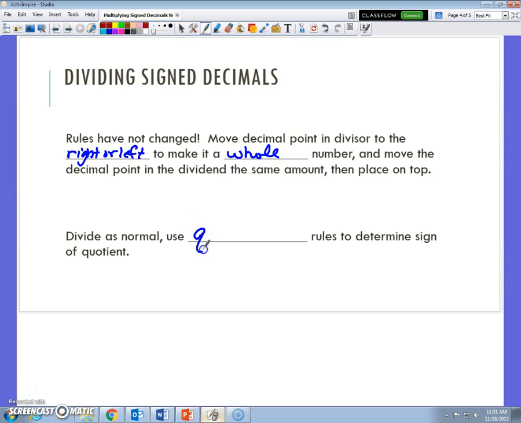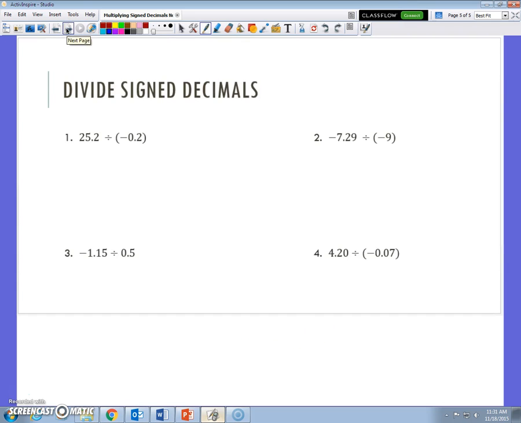Use your quotient rules again, and those are the same as the product rules for multiplication and division. Positive divided by a positive is a positive. Positive divided by negative is a negative. Negative and positive. Okay, so let's just take a look here.